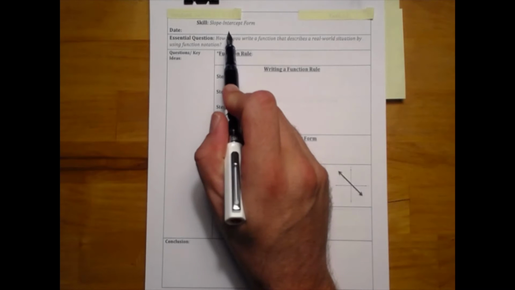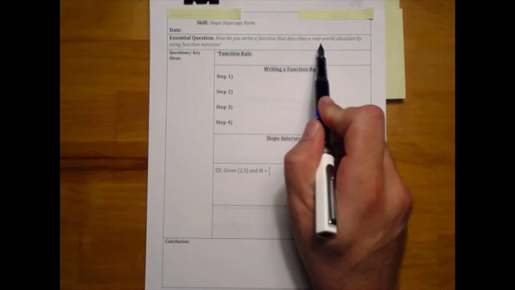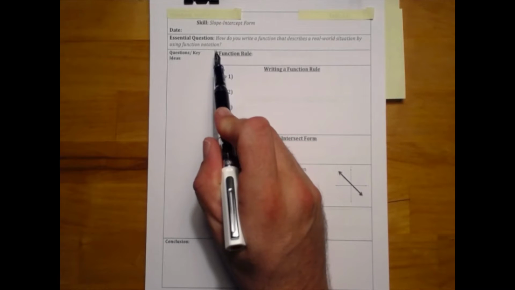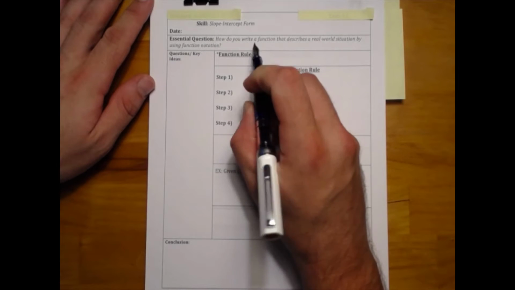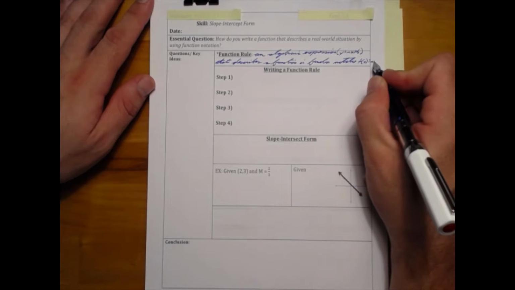Here we're going to be looking at slope-intercept form. And how do you write a function that describes a real-world situation by using function notation? To do this, we need to know what a function rule is. That is an algebraic expression, or y is equal to mx plus b, that describes a function in function notation form, using f of x is equal to mx plus b.